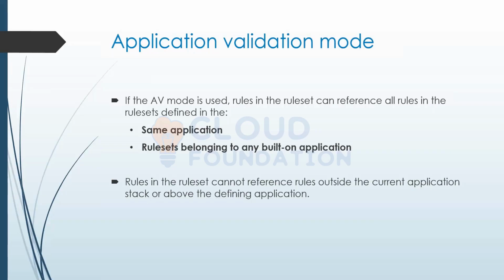If your rule set is in the AV mode, it can access or refer rules from within the same application. From any rule set within the same application, I can access the rules. Or it could also be part of any built-on application. I can still access them. Just making it simple, almost the entire rule set stack, or the rule sets below your current rule set of the entire stack, can be accessed. What cannot be accessed is any rules that are outside. If it's not part of my application, I cannot access them.